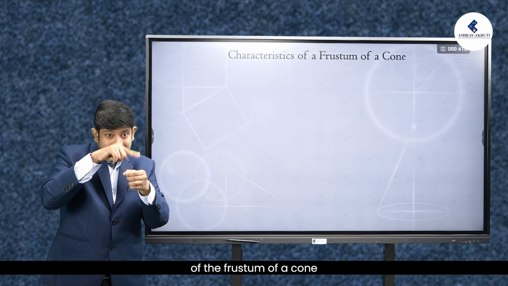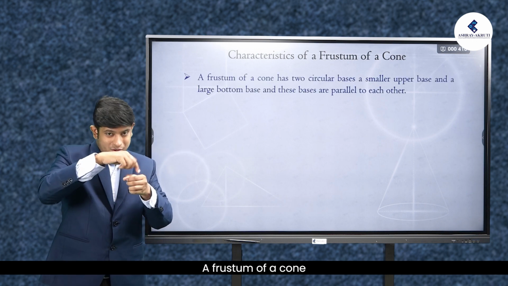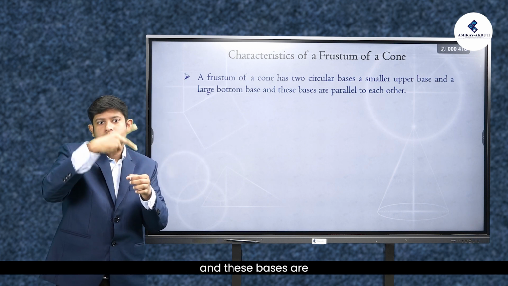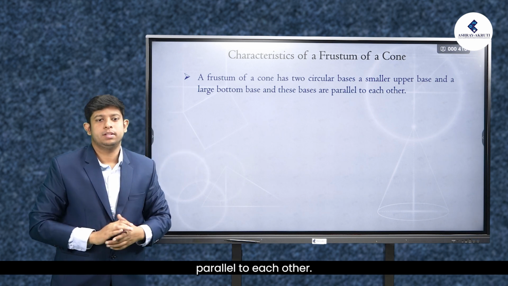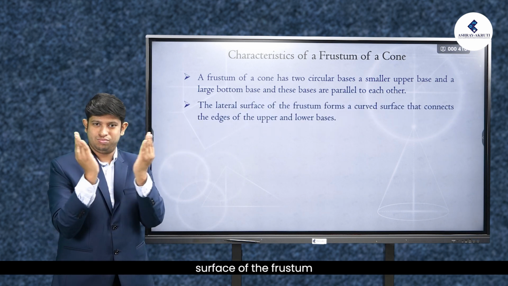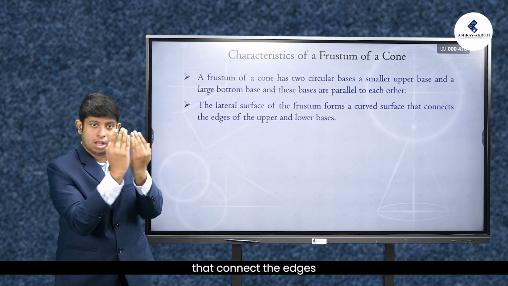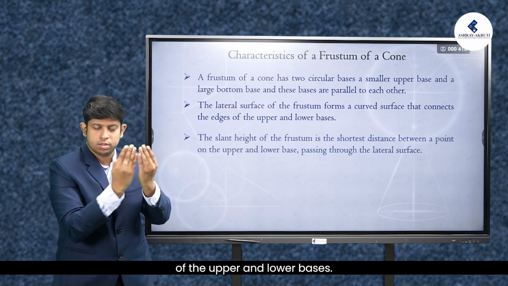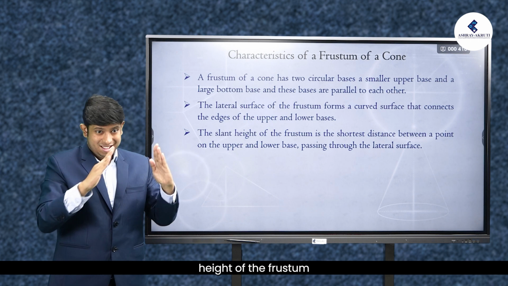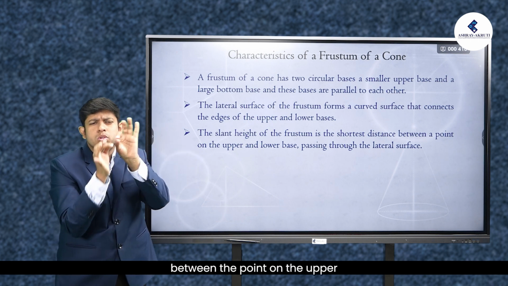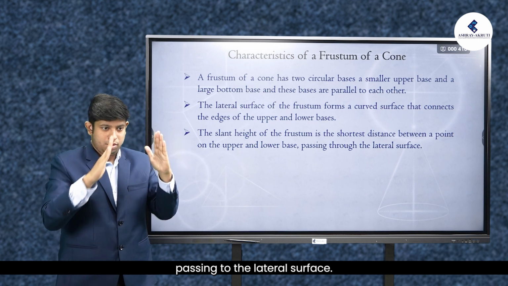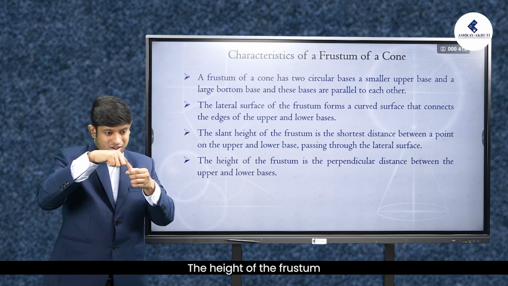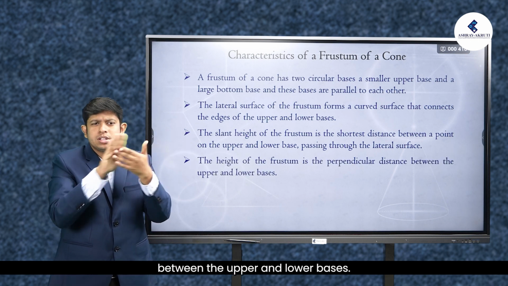Characteristics of the frustum of a cone. A frustum of a cone has two circular bases, a smaller upper base and a larger bottom base, and these bases are parallel to each other. The lateral surface of the frustum forms a curved surface that connects the edges of the upper and lower bases. The slant height of the frustum is the shortest distance between a point on the upper and the lower base passing through the lateral surface. The height of the frustum is the perpendicular distance between the upper and lower bases.